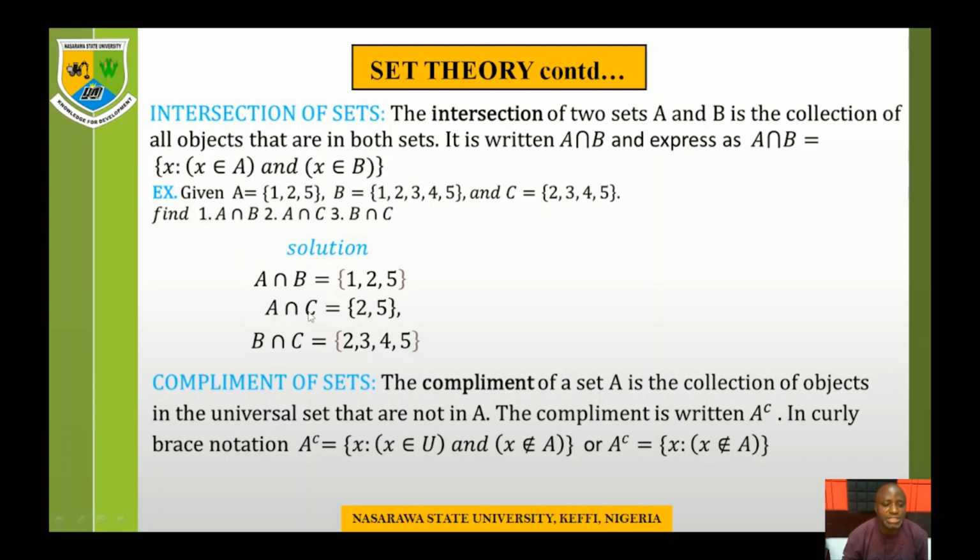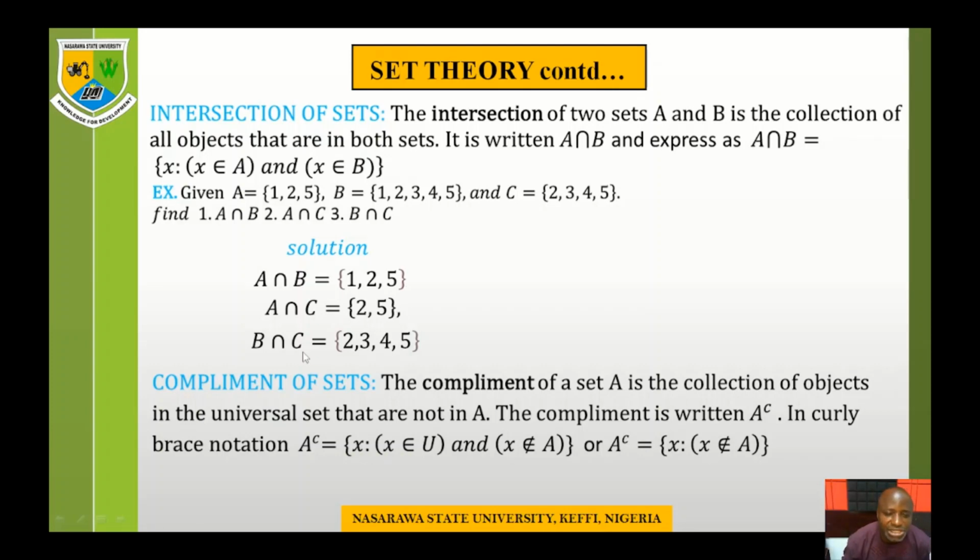A ∩ C. You have 2 that is common here, it is also in C. 5 also is in A, it is also in C. So you have 2 and 5. A ∩ C is what? {2, 5}.